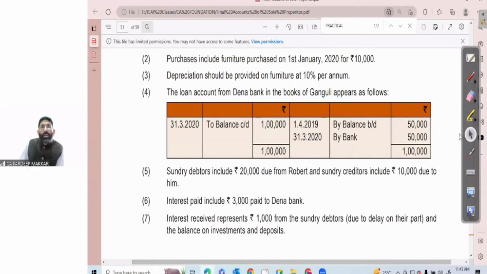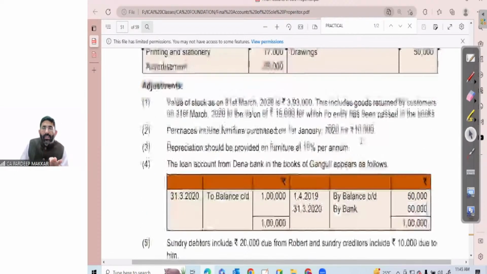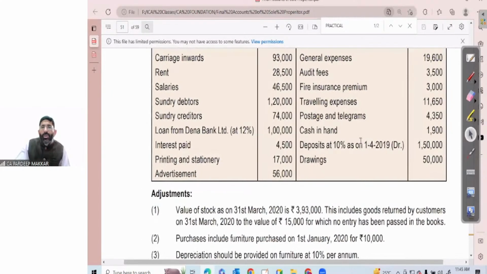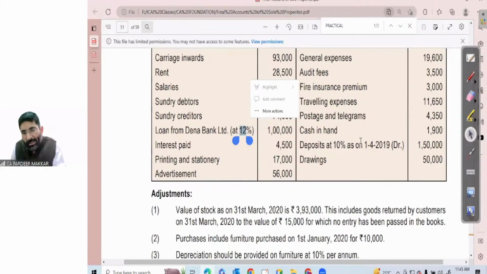The loan account from Ganguly, from Dena Bank, in the books of Ganguly appears as follows. So this is required to be adjusted while calculating interest on loan, because here you must think that he says there is 12% interest on loan. So this is an expense. Keep it in mind. This is a hidden adjustment: if the rate is given to you, you have to calculate the interest and check it out. You will have to check that too, beta, we won't leave it like this.